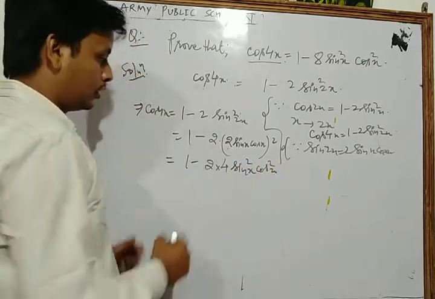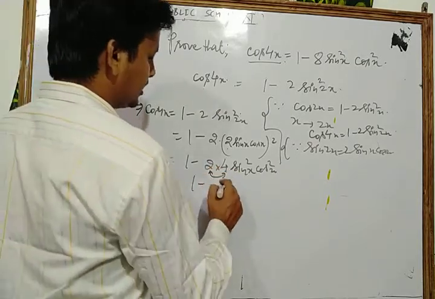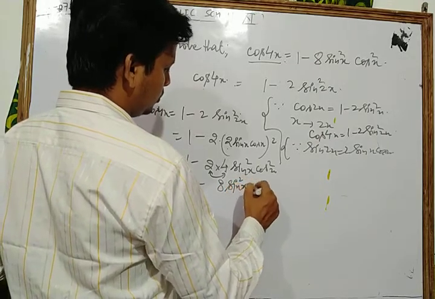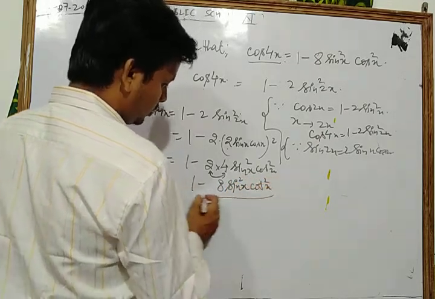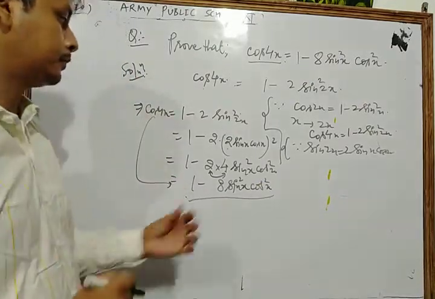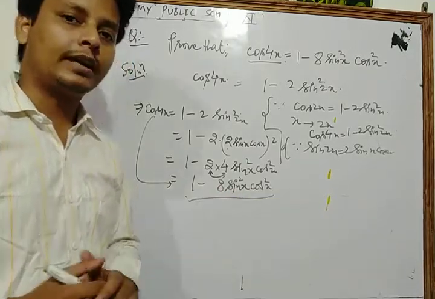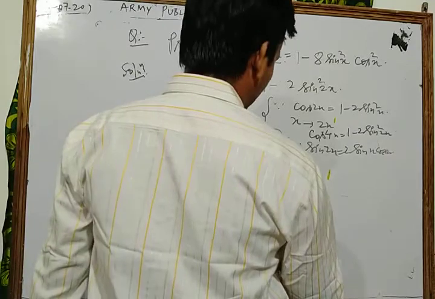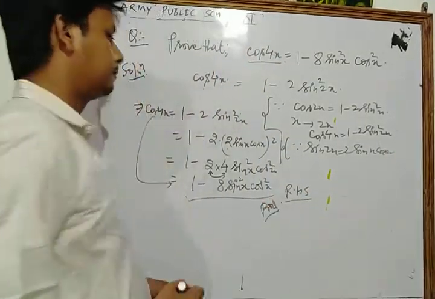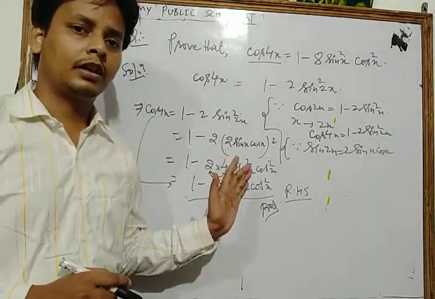So we get 1 minus 2 times 4, that is 8 sin square x into cos square x. So we get our result as cos 4x is equal to 1 minus 8 sin square x into cos square x. This is your RHS, hence proved. Okay, so clear students? Yes.